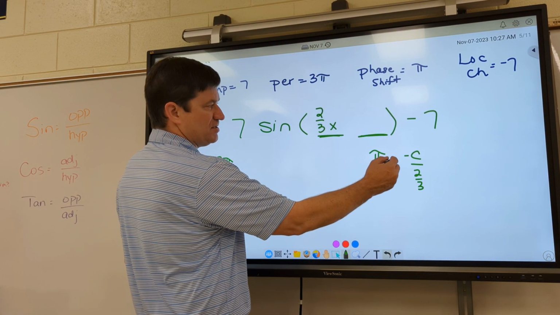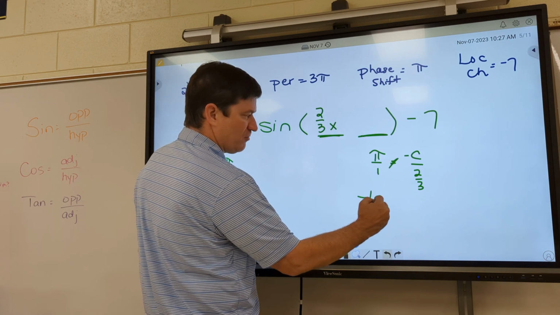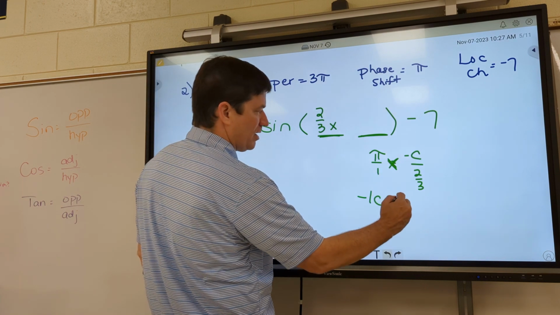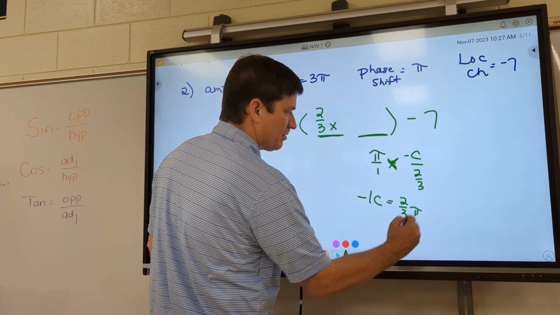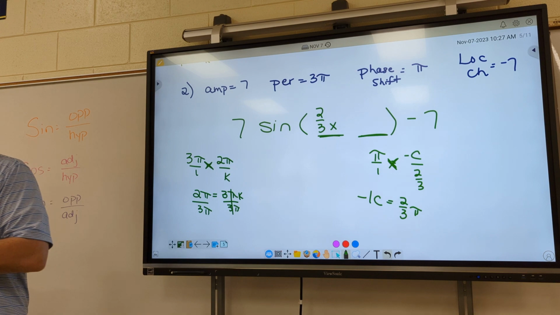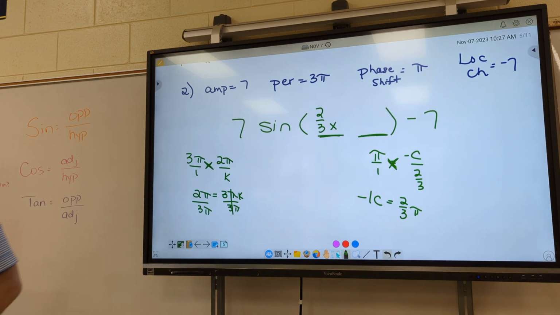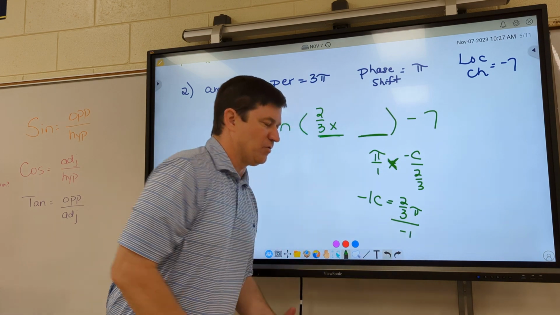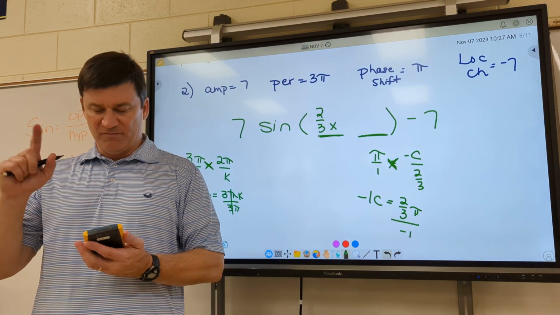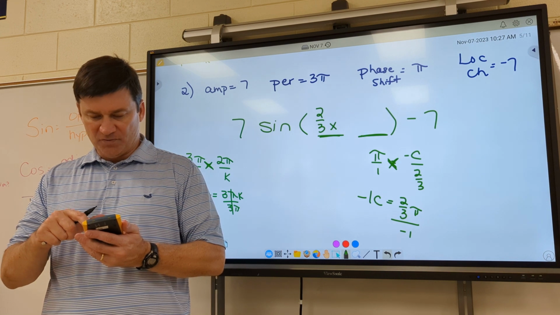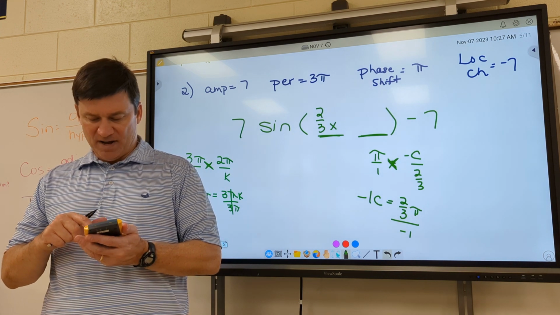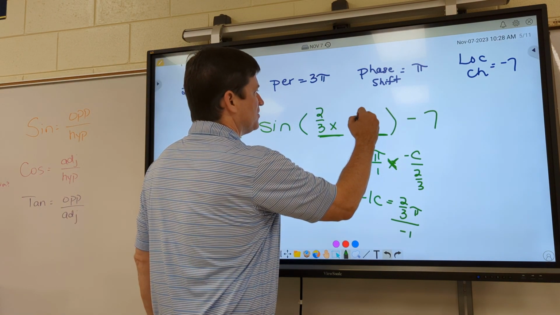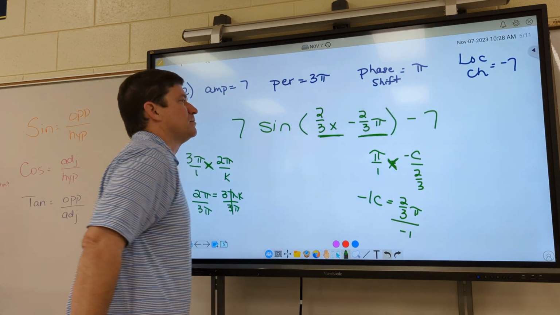All right, watch, this is easy. When I times these two, I get negative 1 in c. When I times this way, I get 2/3 in pi. What do I divide by in my calculator? You're going to put 2 over 3 pi on top, and you're going to divide it by negative 1. Hit your fraction button first. 2 over 3 pi on top, divide by negative 1 is negative 2/3 pi.